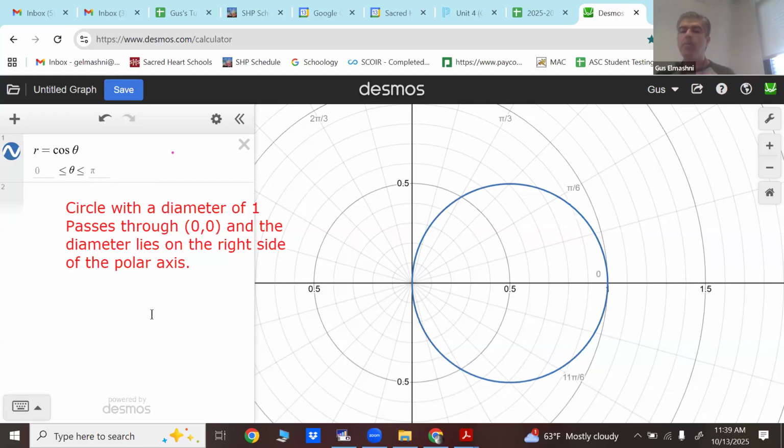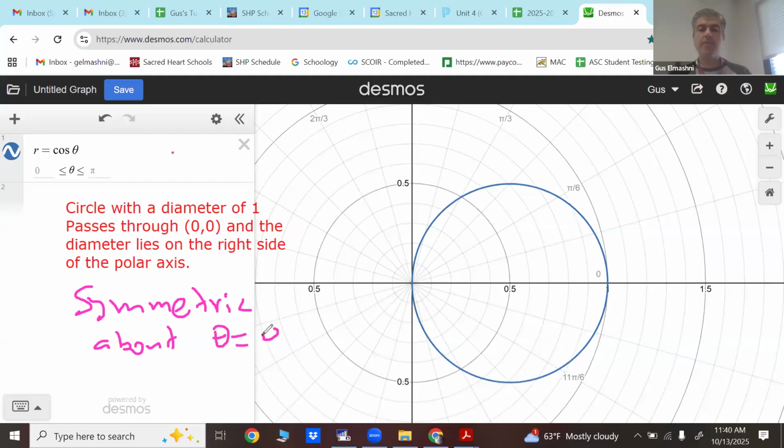You can't actually. What we're really going to do down the line, we won't do this till after our test, but I'll tell you right now, is we're actually going to state the symmetry. It's symmetric about theta equals 0. That's what we want to say, because theta equals 0 cuts it in half.